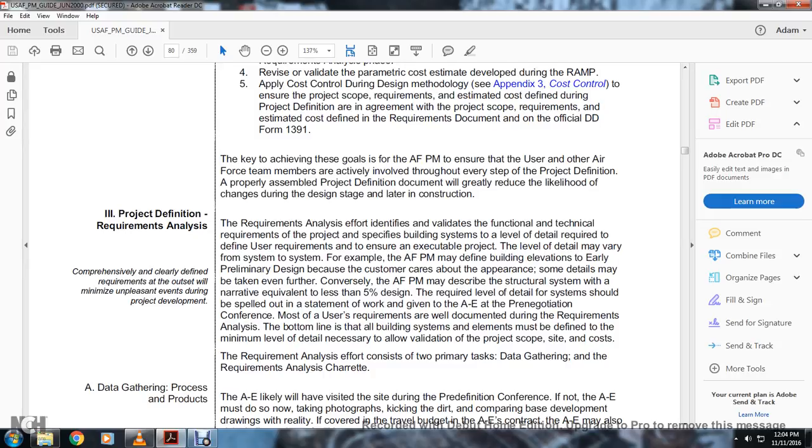Conversely, the Air Force program is permitted to discuss the structural system with a narrative equivalent to less than 5% of the design. The required level of detail of the system should be spelled out in the statement of work, in general, given at the architectural engineering pre-negotiation conference. Most of the user requirements are well documented during the requirements analysis.